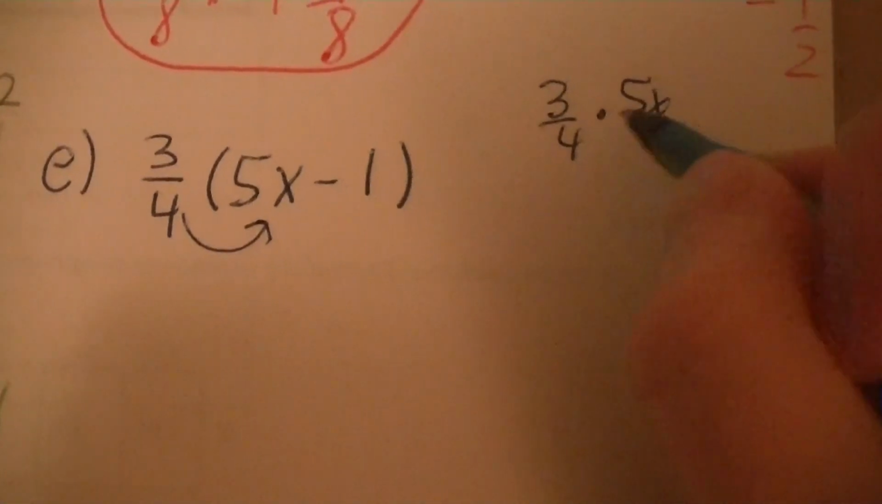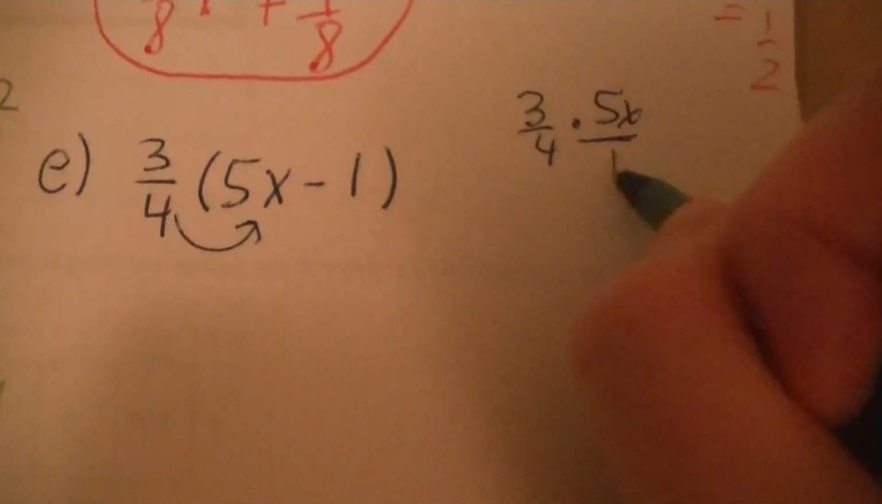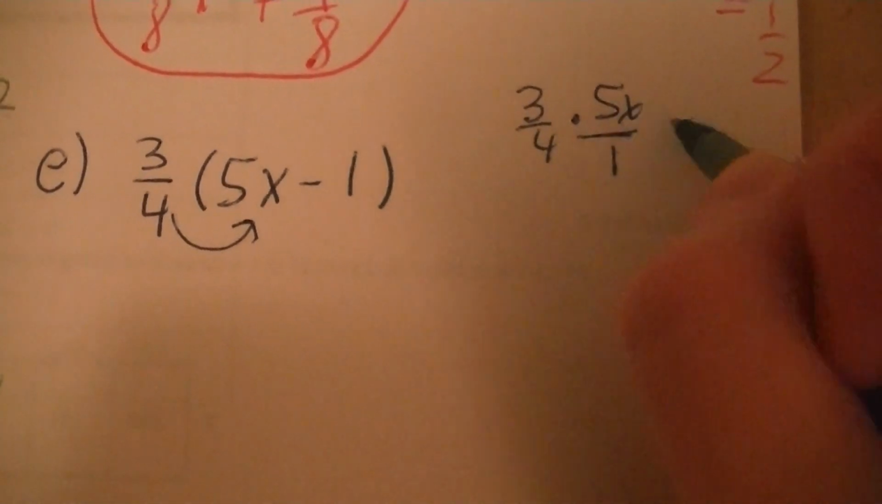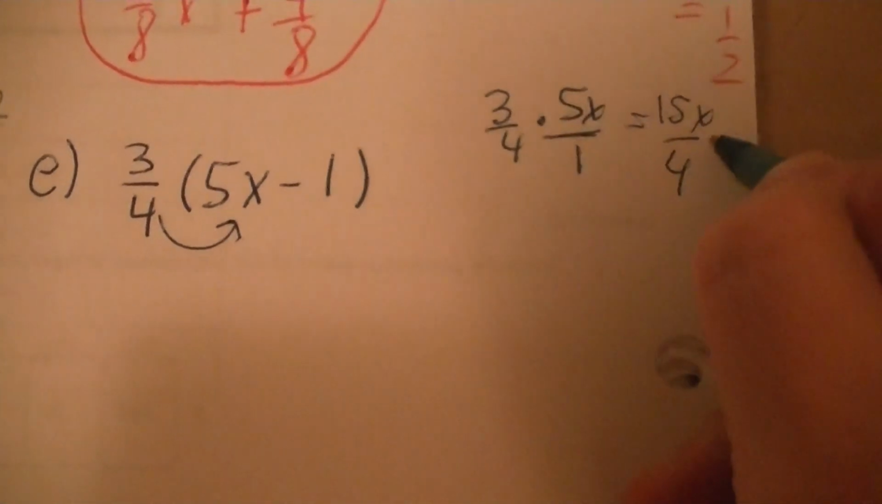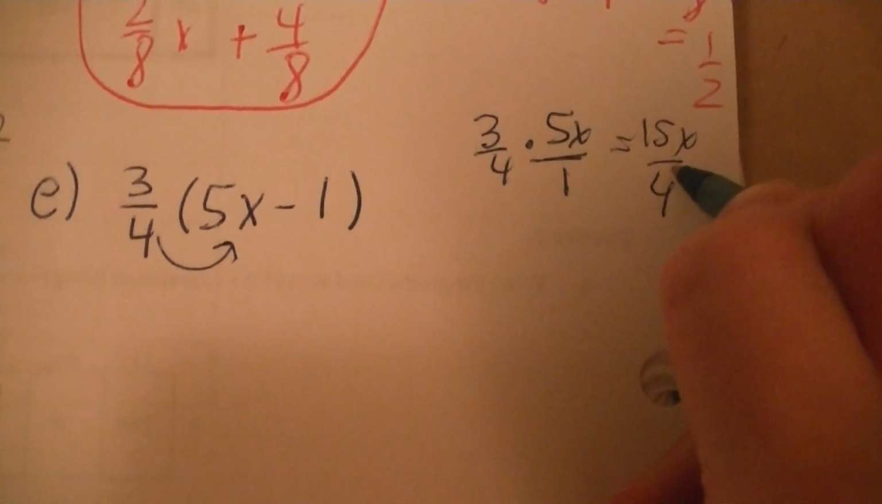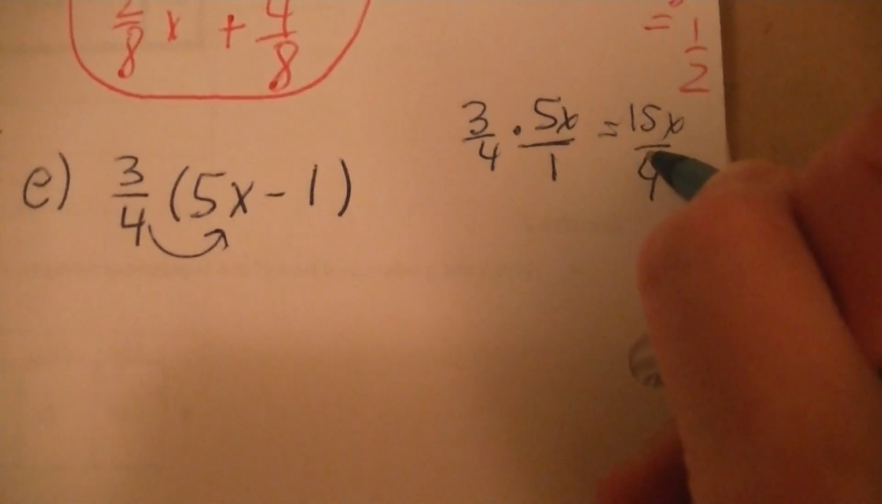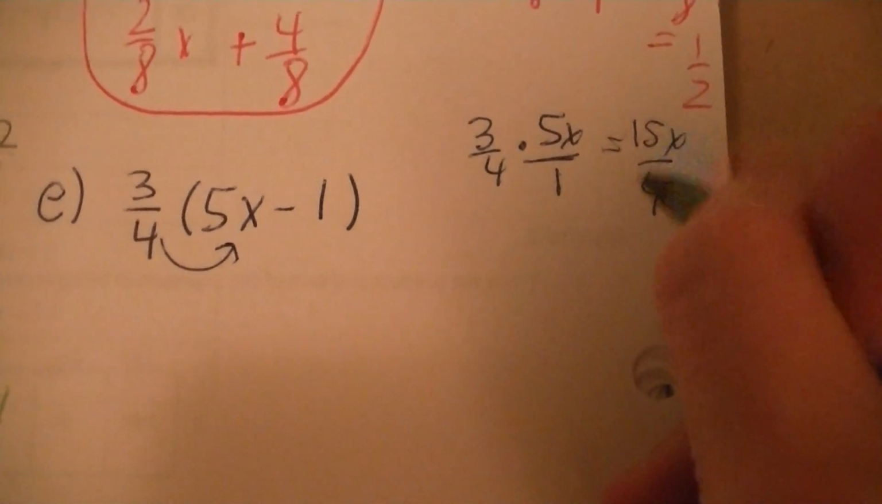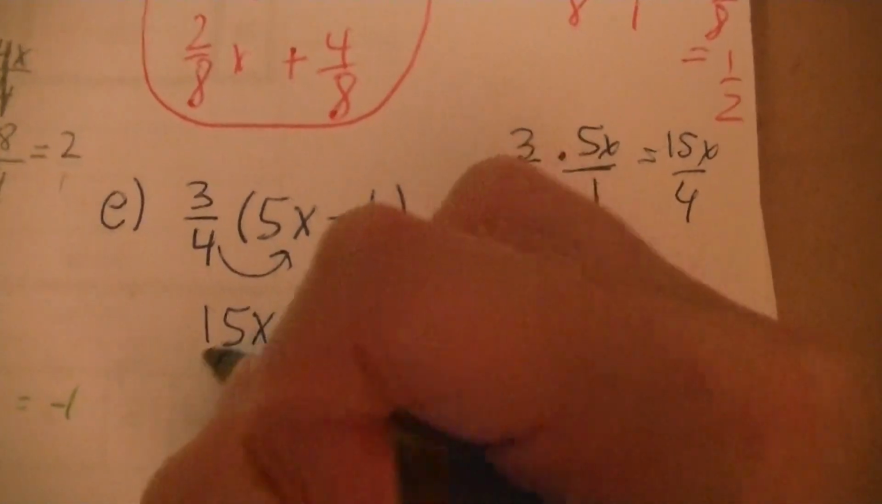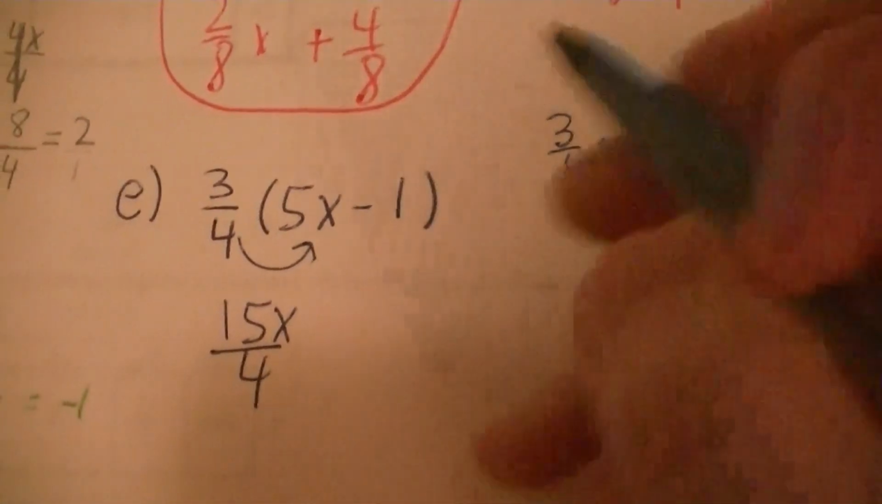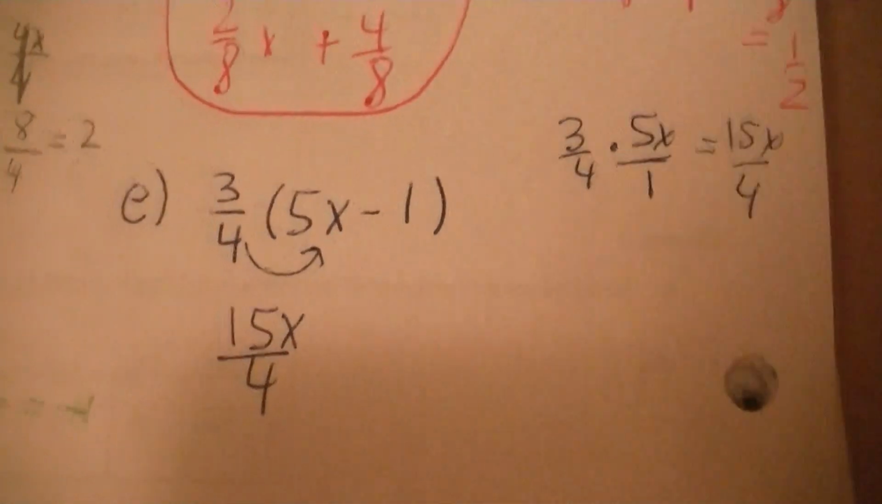Okay, and we'll put that 5x in its fractional form. 3 times 5x is 15x. 4 times 1 is 4. That doesn't simplify, I mean, it does if I wanted to make it a mixed number, but I'm going to keep it as an improper fraction. So that's 15x fourths, or I could say 15/4 x, same thing.